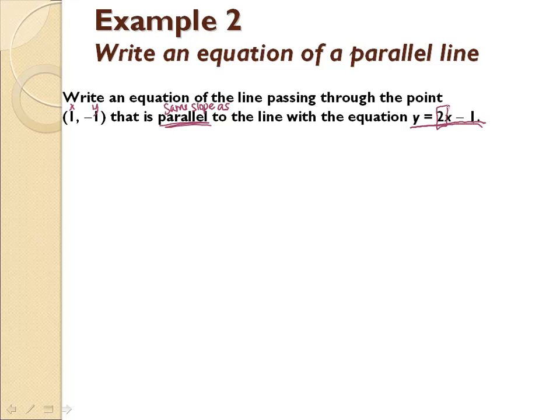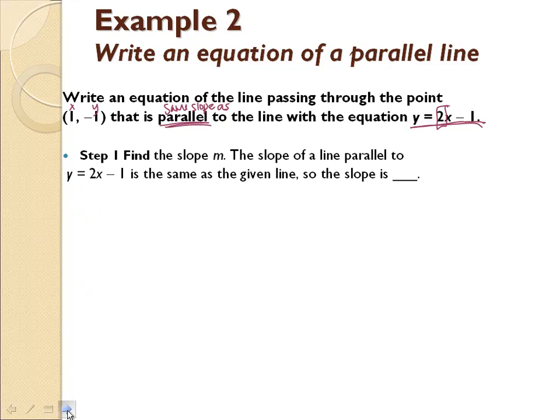So again, we're going to follow our 3 steps to write an equation. Step 1 is to find the slope. So the slope of a line parallel to y equals 2x minus 1 is the same as this slope, so the slope is going to be 2. So my first step, I found that m equals 2.